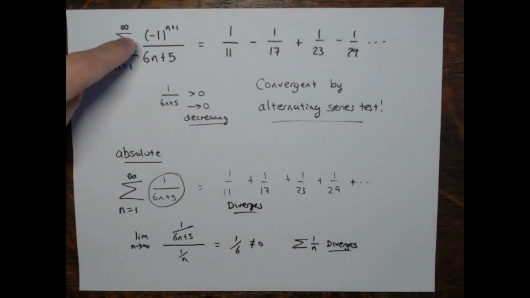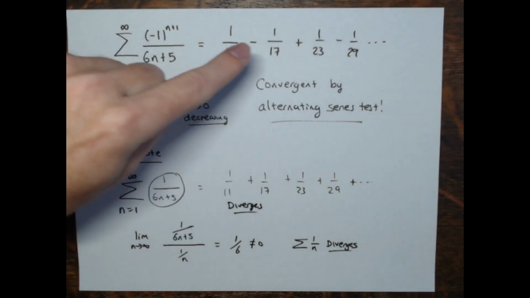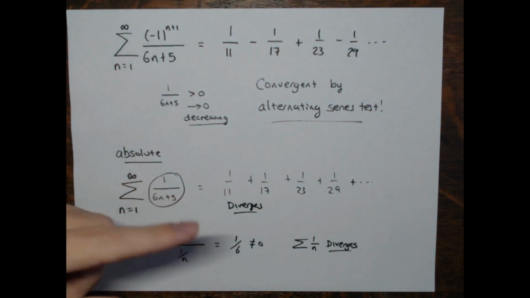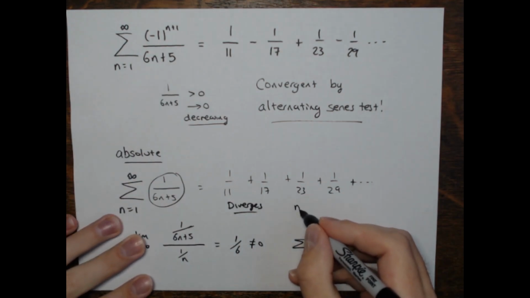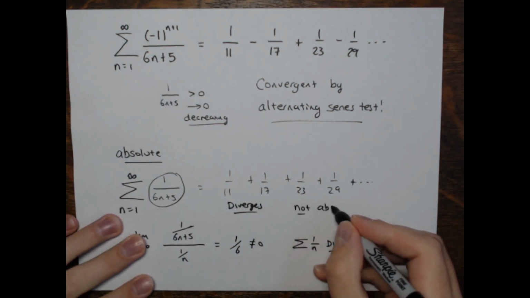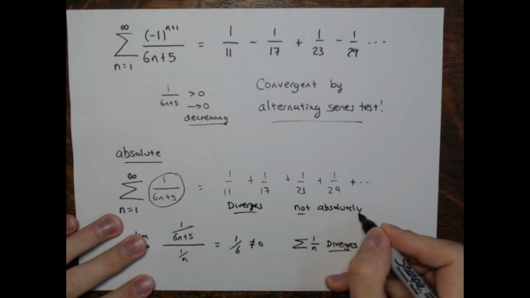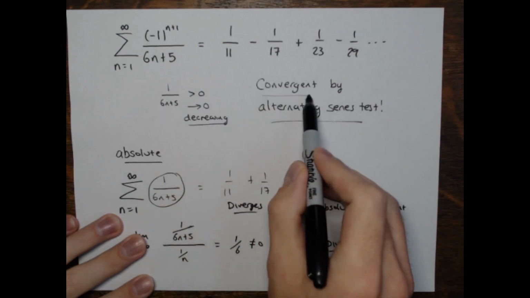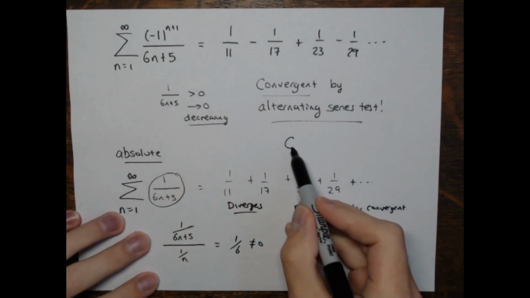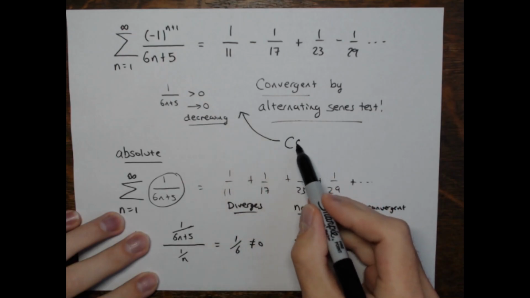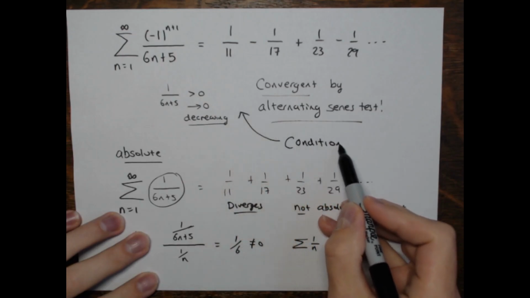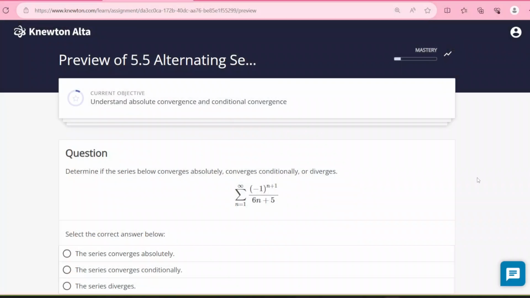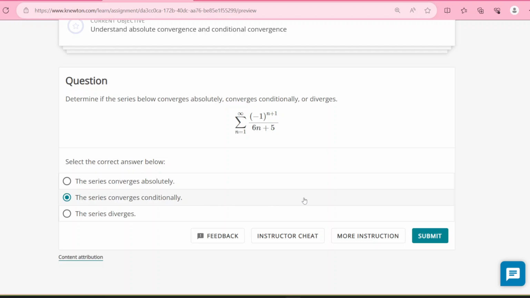So what happened was, the original series converges, convergent alternating series. When I make everything positive, it diverges. So it's not absolutely convergent, but it was convergent initially. So we call that again conditionally convergent. So this series we were given is conditionally convergent. So the series converges conditionally.